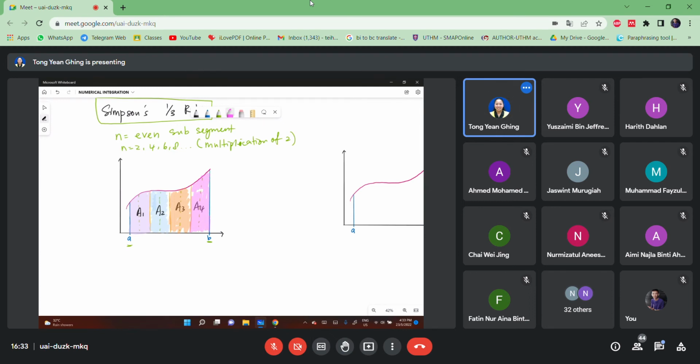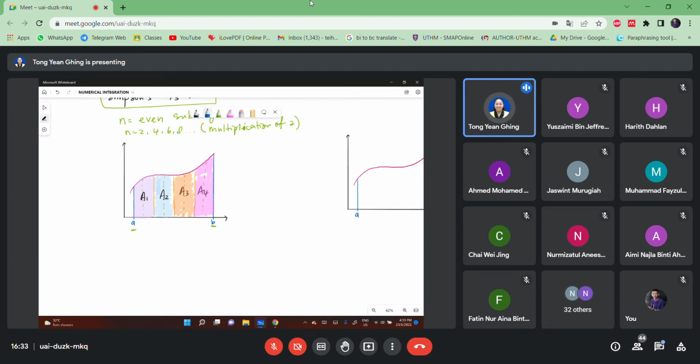But the step size, the H here, has now changed. Now the H is here. This is H, this is H. All the step sizes are the same, all are H. So now, total we have 1, 2, 3, 4, 5, 6, 7, 8. Now I have 8.